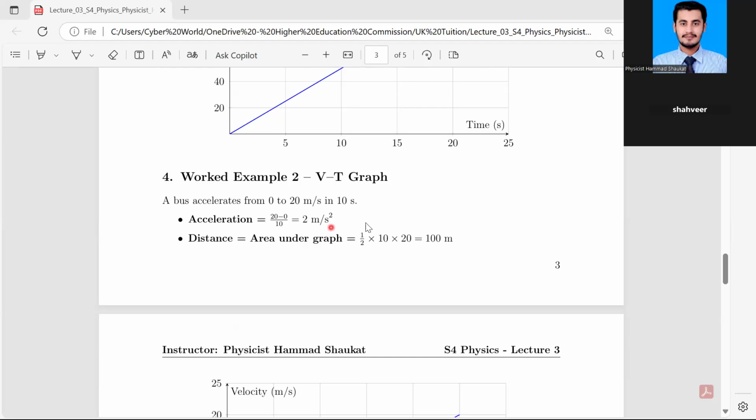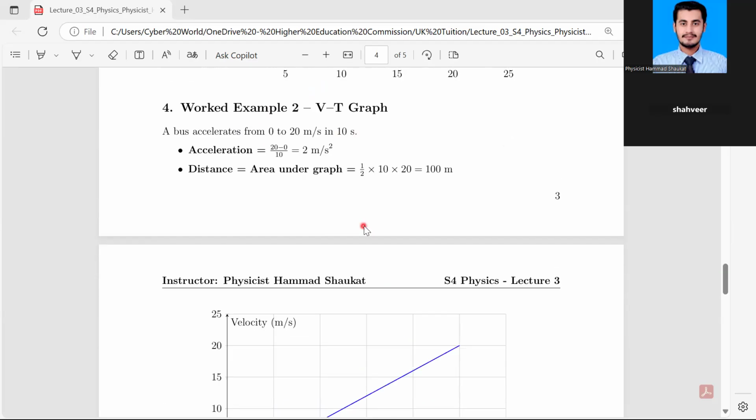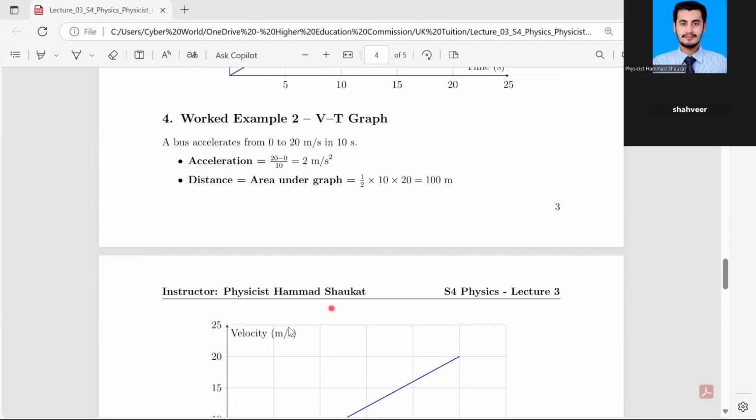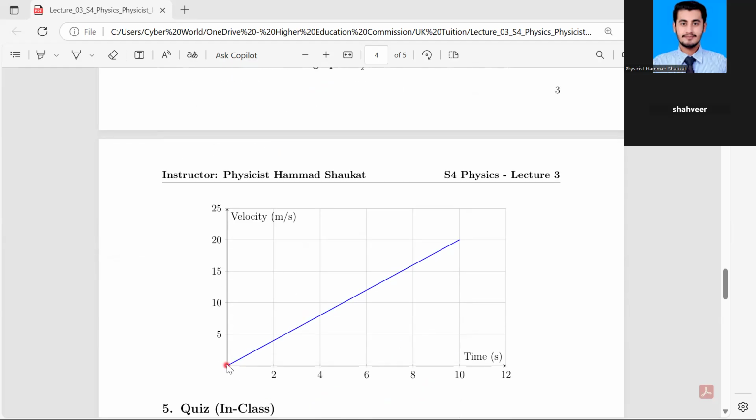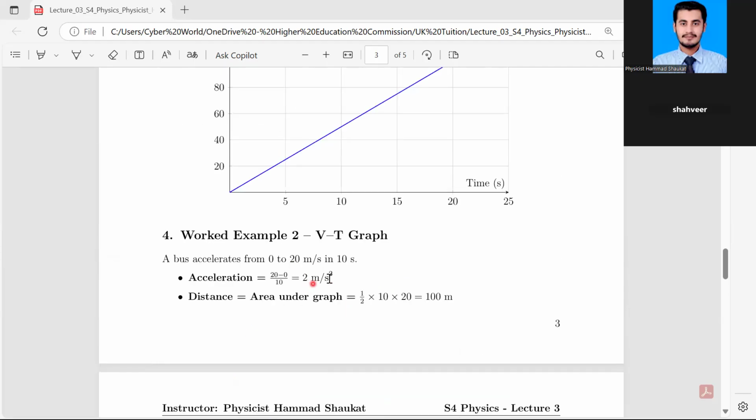Yes. And they're also asking you to make a graph. How can you make a graph from this? Again, you can see initial data is 0, 0, right? So that's why your point is here. Time is 0, velocity is 0, initial data. And final data is this.